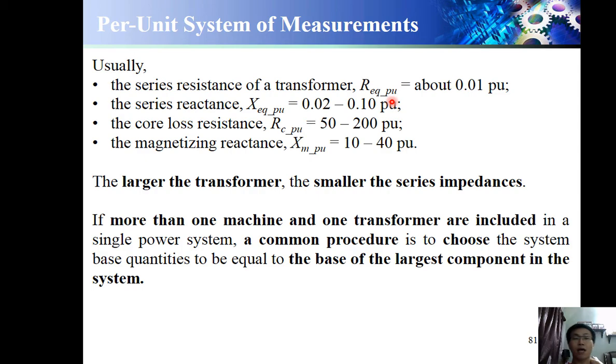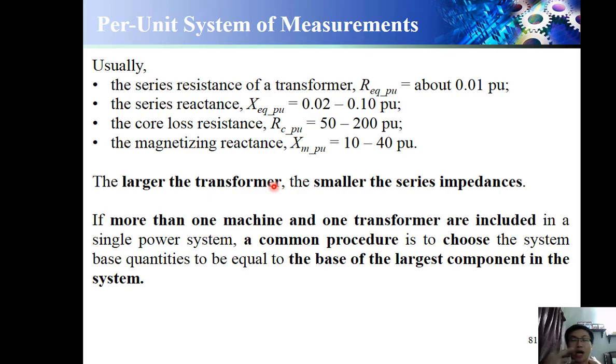So usually the series resistance of the transformer, R equivalent in per unit, is about 0.01 per unit. The series reactance is 0.02 to 0.1. For the core loss resistance RC per unit, we must specify very clearly: per unit is per unit, RC is not per unit. RC underscore per unit is per unit, and the unit must be PU. Dimensionless means there's no unit.